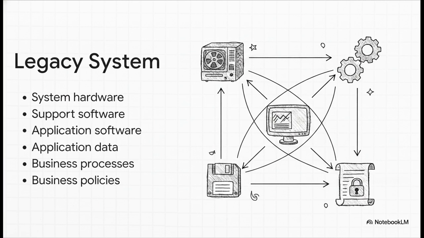Fifth, we have business processes. The actual day-to-day tasks, like issuing an insurance policy, which are constrained by the software. And finally, the 6th element, business policies and rules. These are the constraints on the business that are very often hard-coded directly into the old software. So just to recap this part, legacy systems are incredibly complex socio-technical webs, not just a bunch of old code.